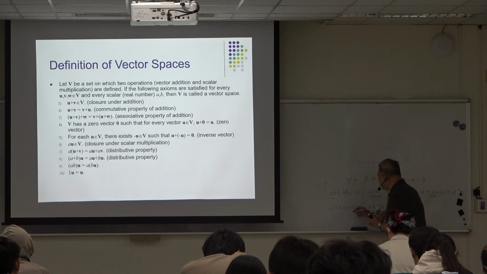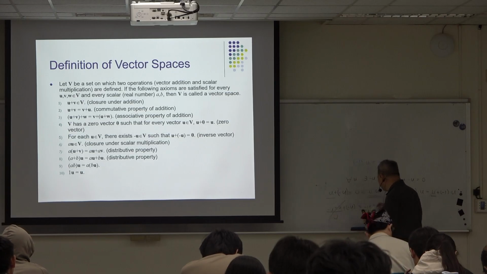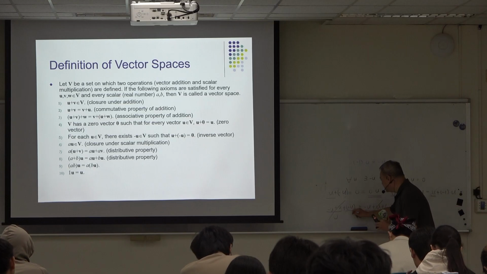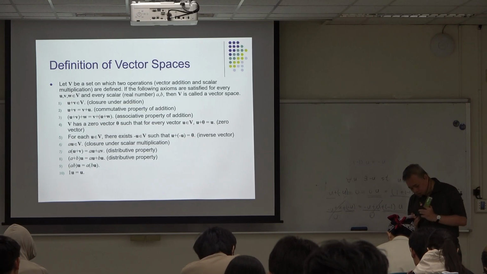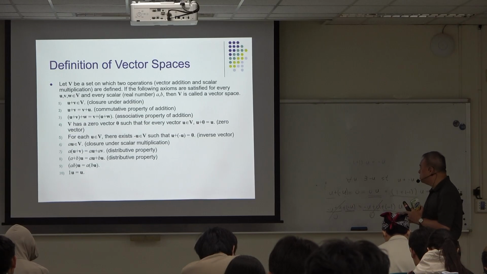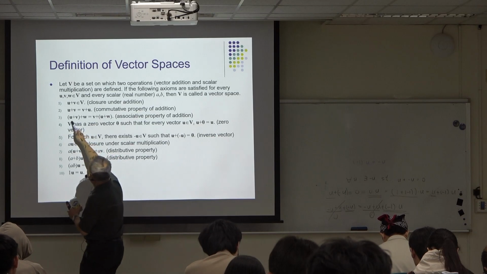Then these two become 0, right? So we can get rid of them. And then this one equal to this one. And we follow this one.